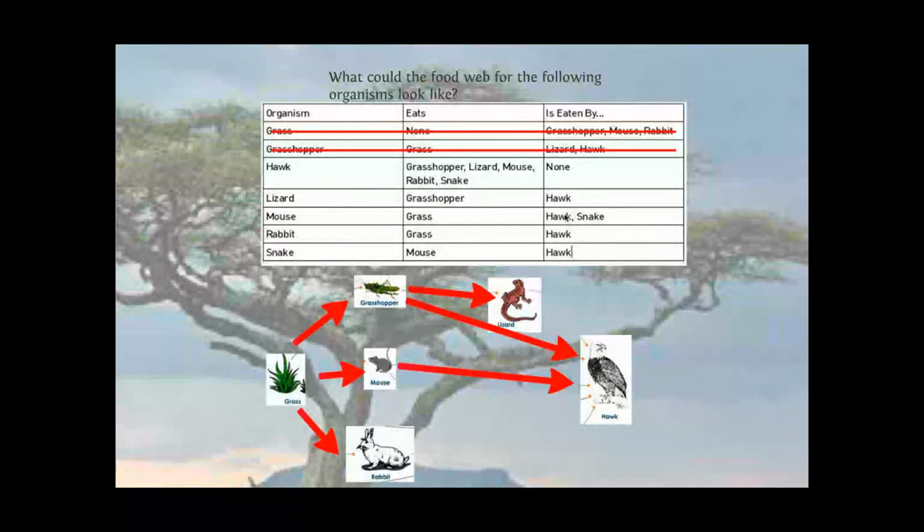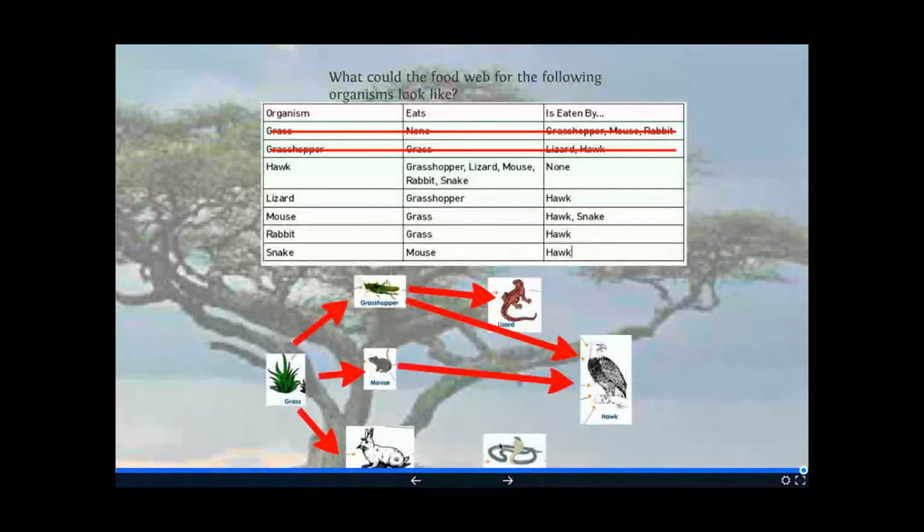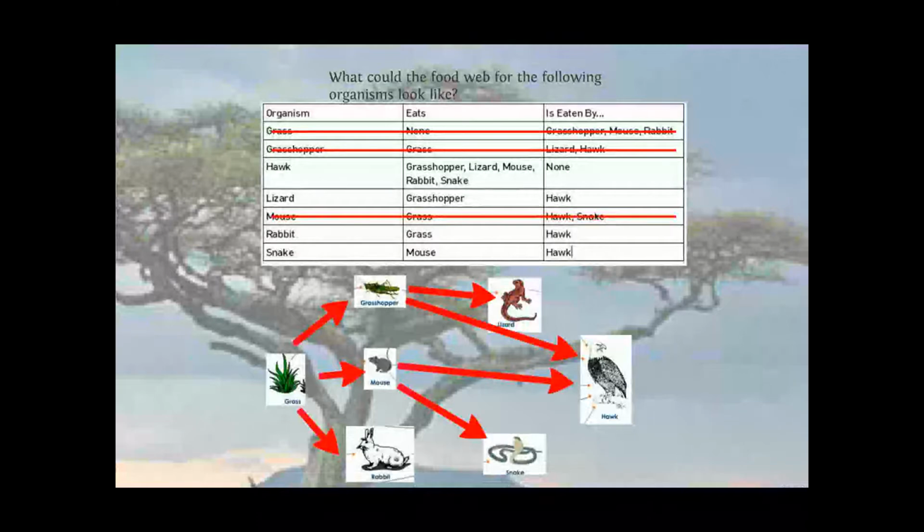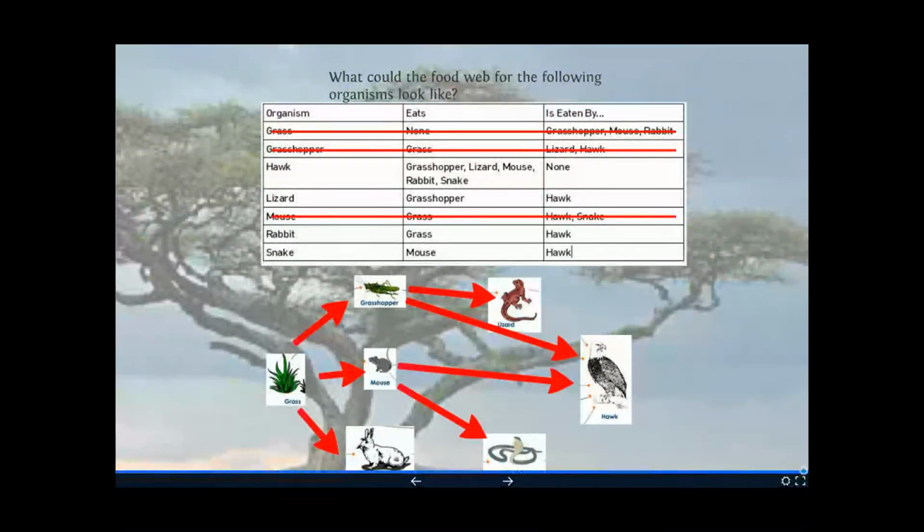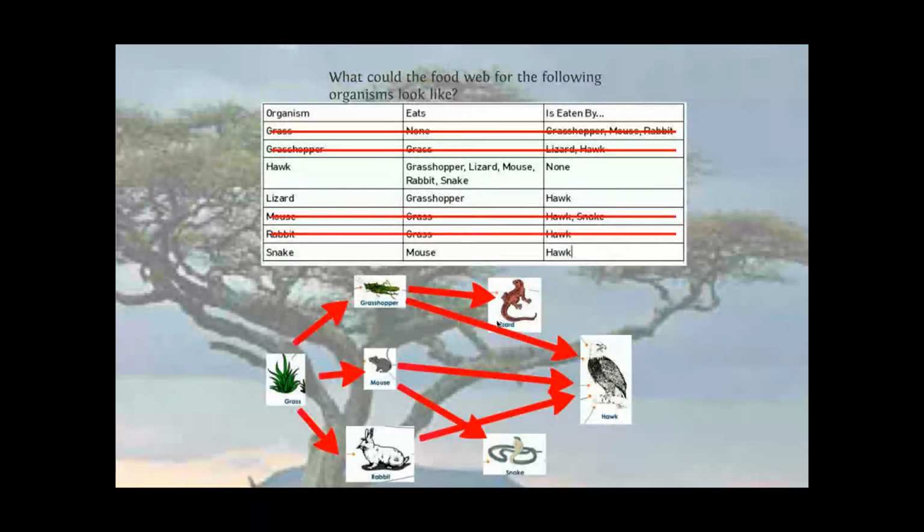So that takes care of the hawk, but I also need a snake, which I don't have on my diagram. So I'm going to go ahead and add a snake, draw the arrow going from the mouse to the snake, and that takes care of my mouse, hawk, and snake. I'm good. So I've checked the grass, the grasshopper, and the mouse. Let me just keep moving down. I can check the rabbit. So the rabbit is eaten by a hawk. Well, I already have a hawk, so I'm just going to draw an arrow going from the rabbit to the hawk, and that takes care of my rabbit.